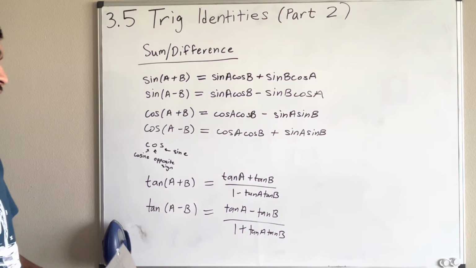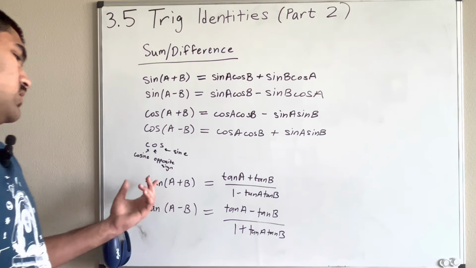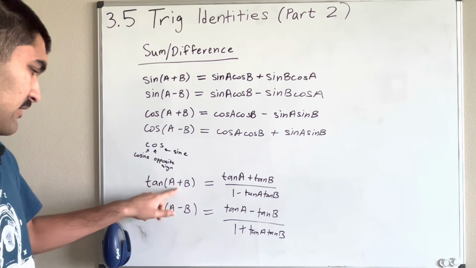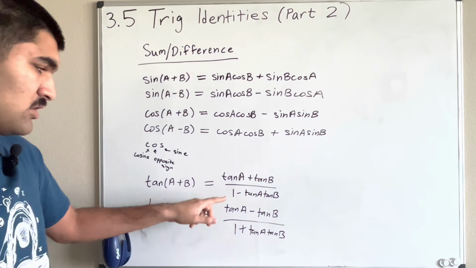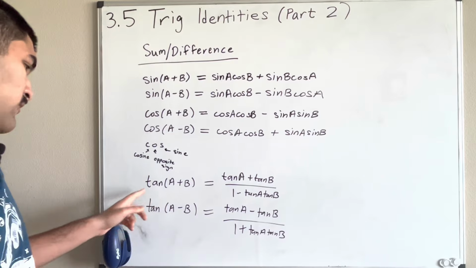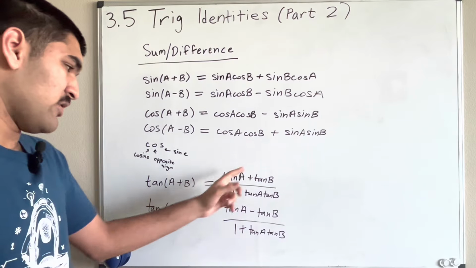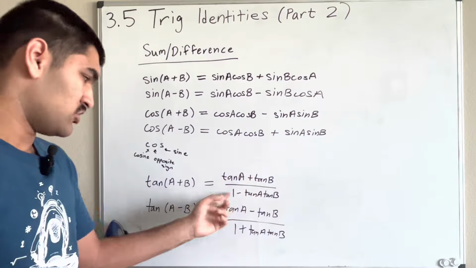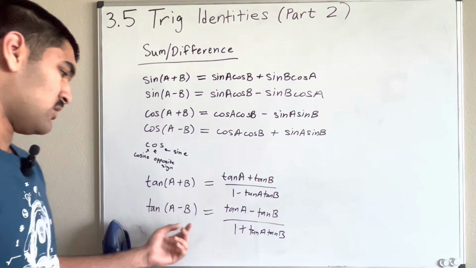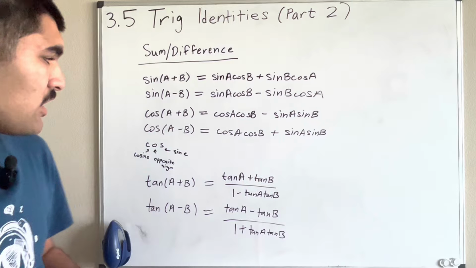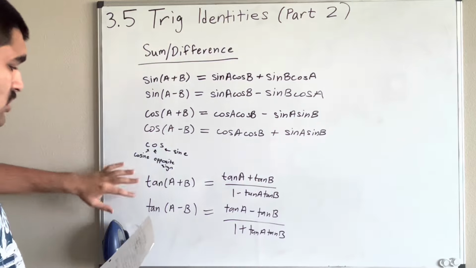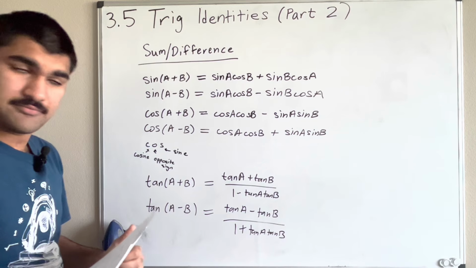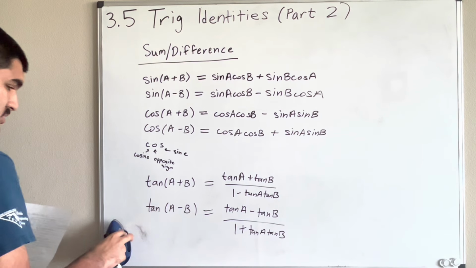Okay, so for this one, you just have the same sign as the original on the top, and then the denominator is the opposite. So for tangent of a plus b, in the numerator you're adding, and then in the denominator you're doing the opposite of whatever you're doing in the numerator, so you're subtracting. And then same thing for tangent a minus b. All right. So these are the six sum difference identities for the trig functions. All right. So now let's do some practice with these.